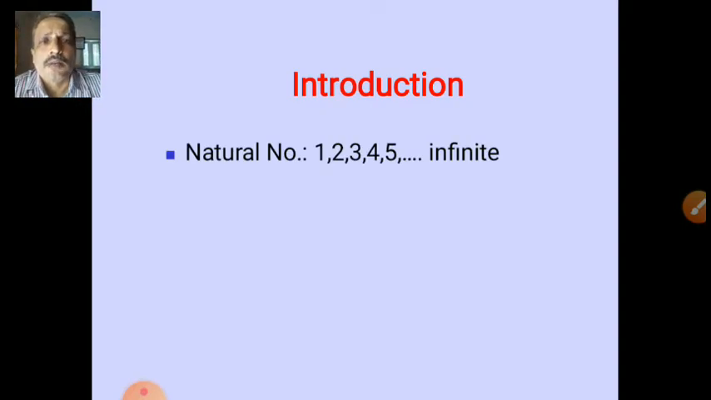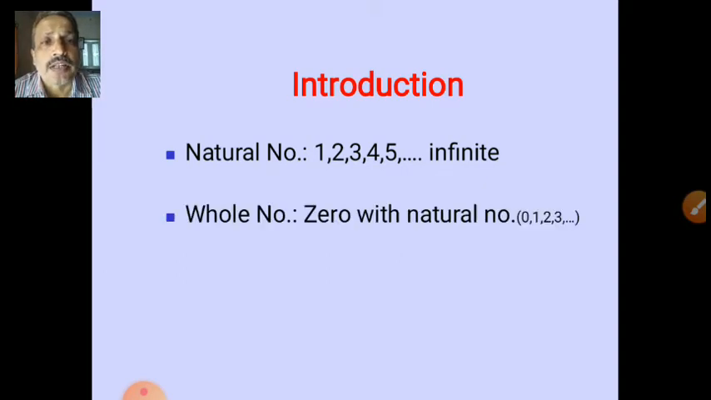Students, you are very well known about natural numbers. Natural numbers start from 1, 2, 3, and go on to infinity. That means they are countless. That's why they are also called counting numbers.